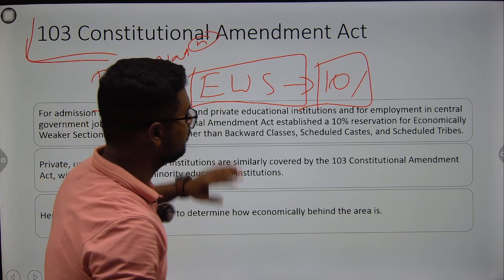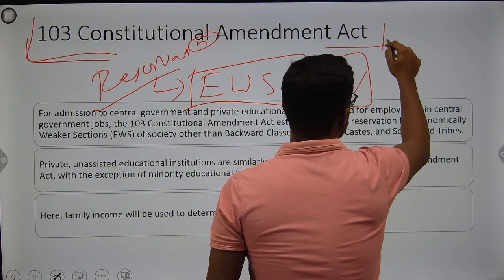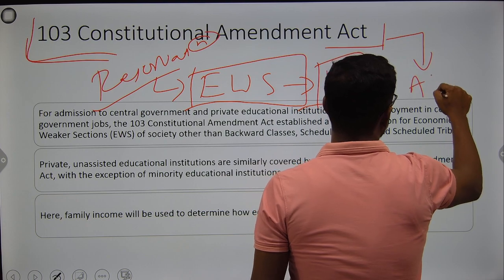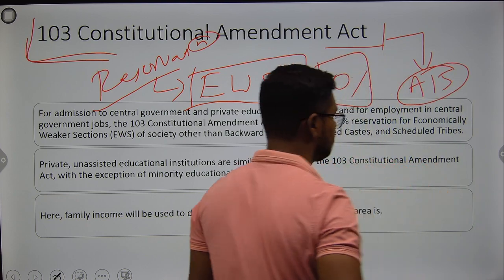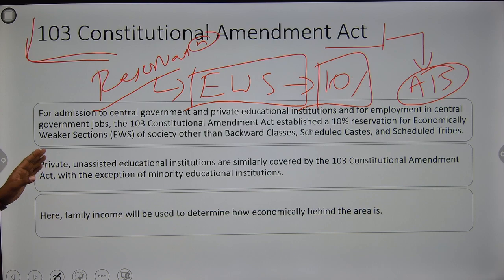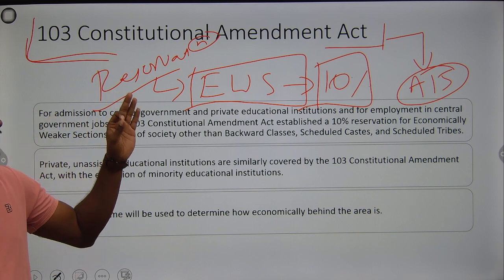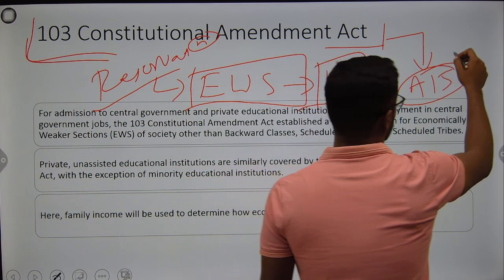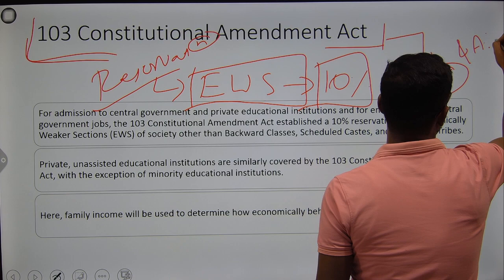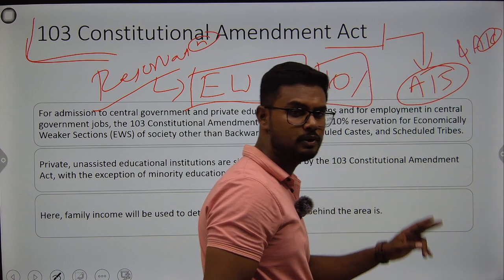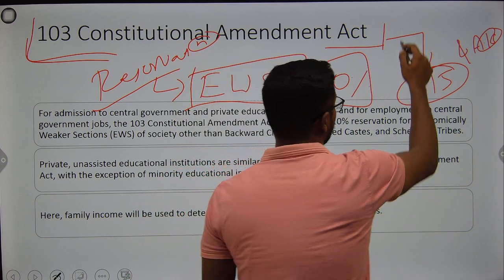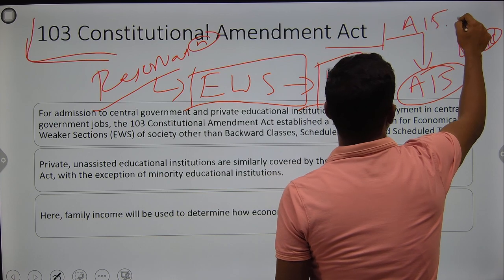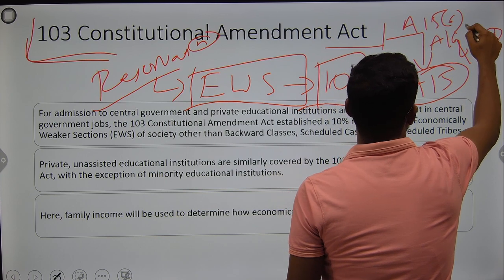How? Through a Constitutional Amendment Act. This Constitutional Amendment Act has brought in amendments to Article 15 of the Indian Constitution. Please remember, this act has brought in amendments to Article 15. Alright? Not just that, it has even brought amendments to Article 16 of the Indian Constitution. It has introduced 2 new provisions in the Indian Constitution, Article 15 Clause 6 and Article 16 Clause 6.